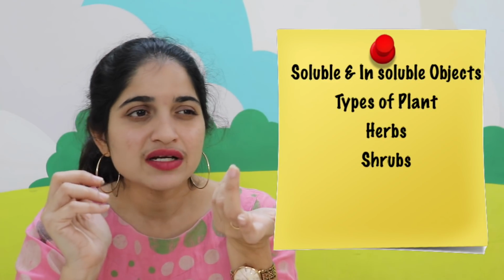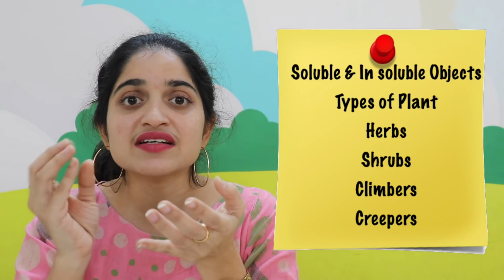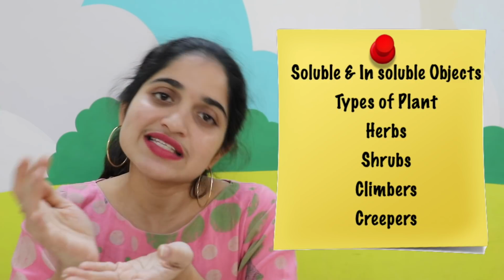Soluble are like, for example, salt, sugar. These are soluble in water, whereas sand, small stones and all these are insoluble in water.